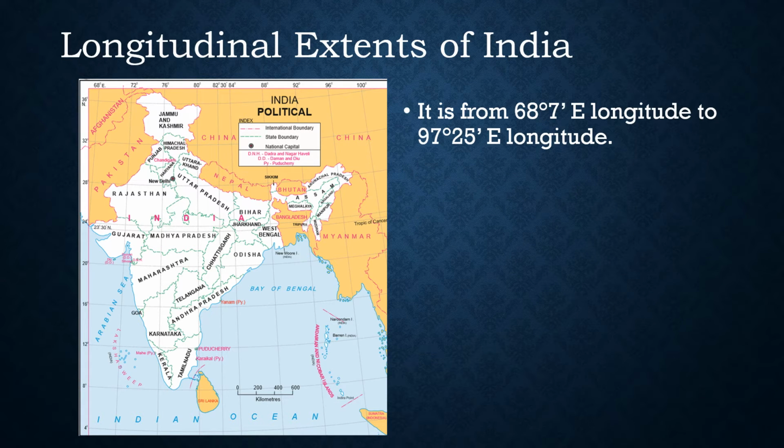Now see longitudinal extents of India. It is from 68 degree 7 minute east longitude to 97 degree 25 minute east longitude. Now observe the map carefully. The numbers are shown.